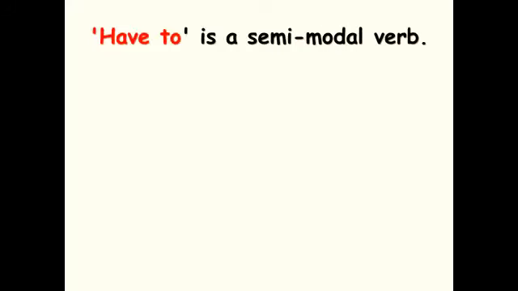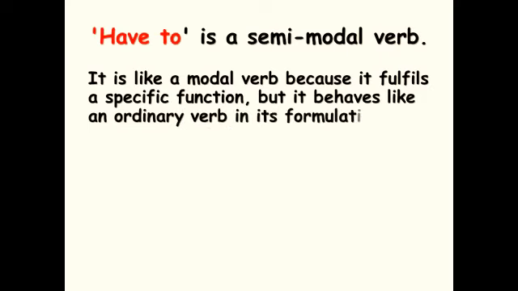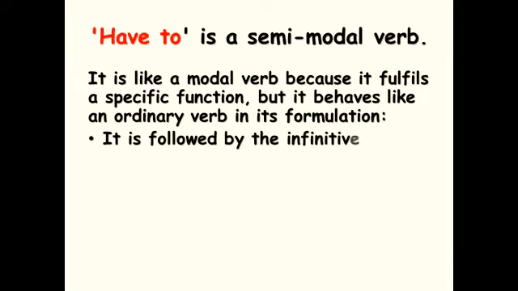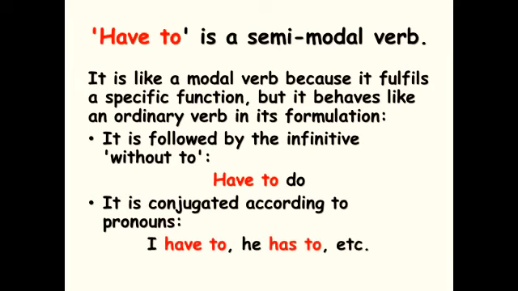Now let's talk about have to. Have to is a semi-modal verb. It is like a modal verb because it fulfills a specific function, but it behaves like an ordinary verb in its formulation. It is followed by the infinitive without to. Example, have to do. But it is conjugated according to pronouns, like I have to, he has to, etc.